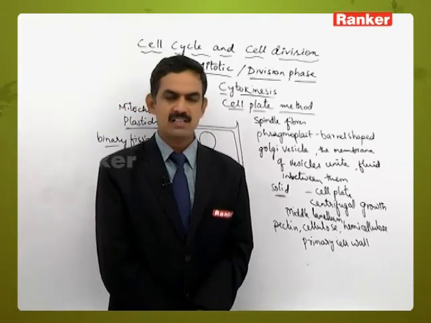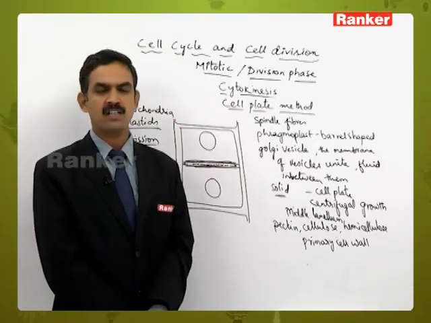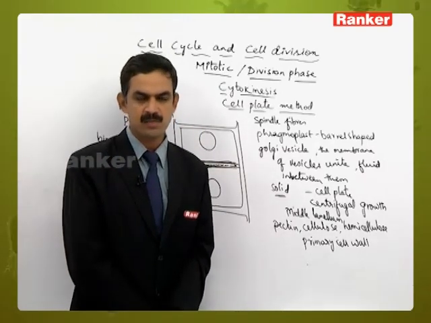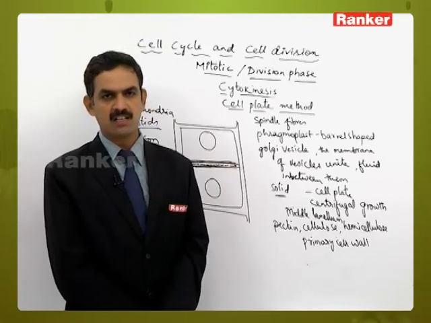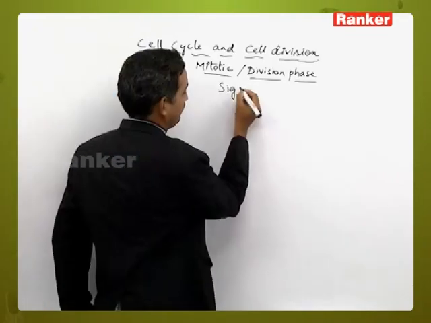In the plant cells, cytokinesis occurs by the cleavage method in the lower organisms, whereas in the higher organisms it occurs by the cell plate method.